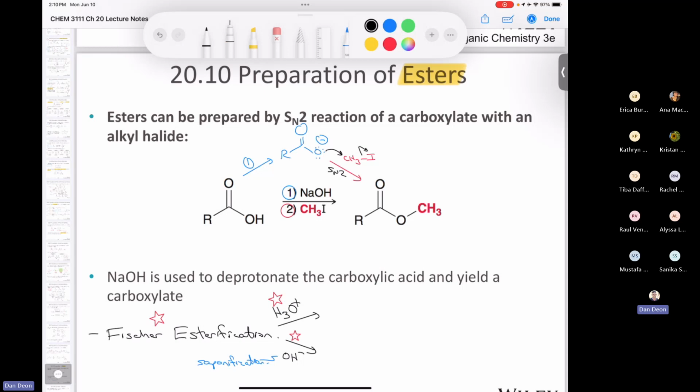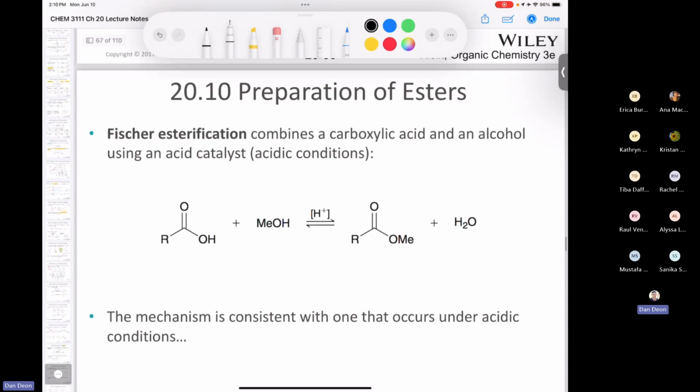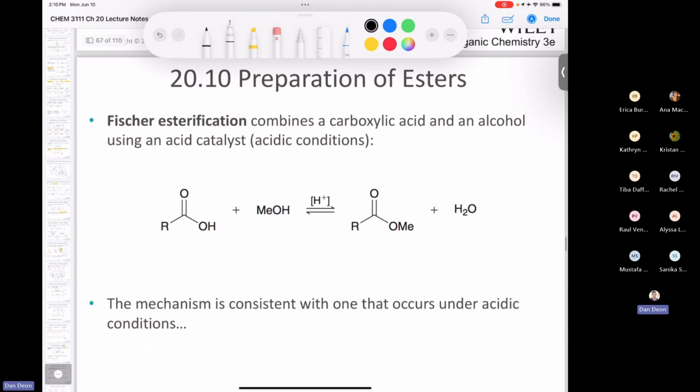So that works really well. There's nothing wrong with this whatsoever. However, we're going to learn some other ways to make esters as well. Another very common method for the synthesis of an ester is to use Fischer esterification. The way we do this is by combining a carboxylic acid and an alcohol and using an acid catalyst. Remember that when you have H plus in square brackets, that represents your acid catalyst.